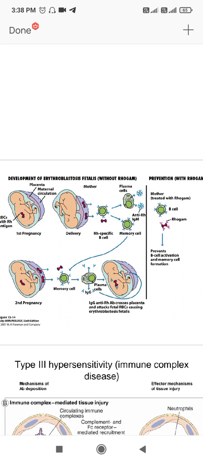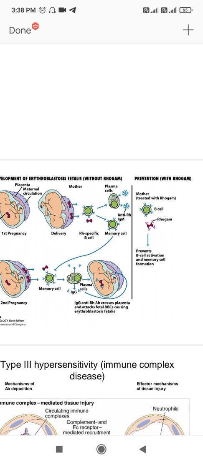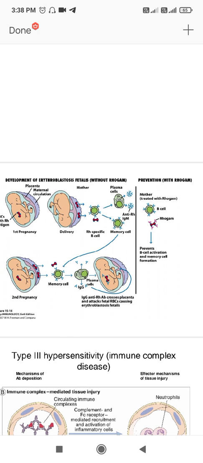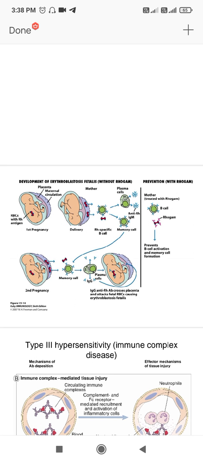RBCs, causing erythroblastosis fetalis. To prevent this, the mother should be treated with Rhogam. This Rhogam prevents B cell activation and memory cell formation for production of anti-Rh antibodies. So within 72 hours after delivery, the mother should be injected with such immunosuppression drugs, as well as anti-Rh antibodies, at least to prevent further B cell activation and memory cell formation of mother's origin. So these are examples of antibody dependent cell cytotoxicity in type 2 hypersensitivity.